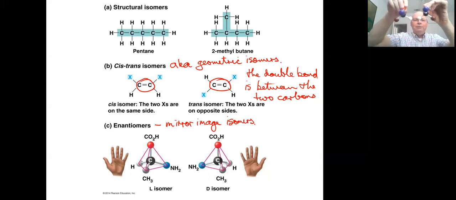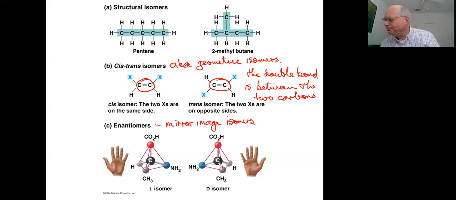And there is a key feature of these molecules that allows you to recognize that they're possible. And it has to do with the central carbon. This is called an asymmetric or chiral carbon.